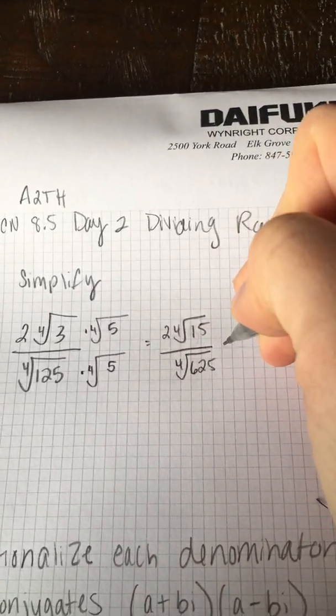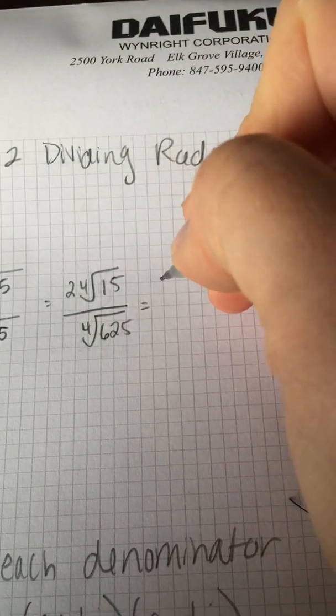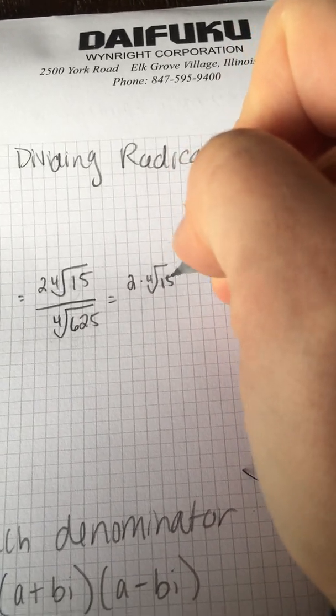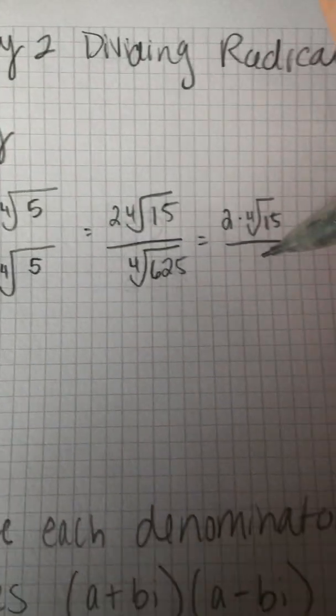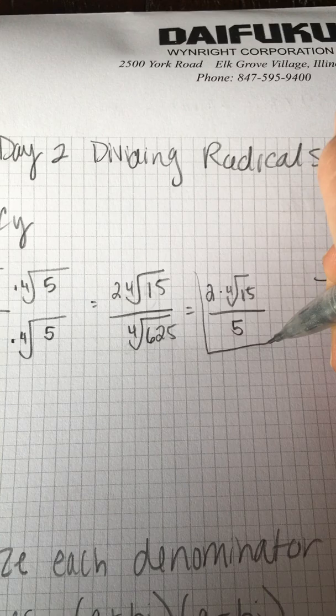It will come out. 15 can't be simplified, so I keep the 2 times the fourth root of 15 over 5. The numbers outside cannot reduce. Final answer.